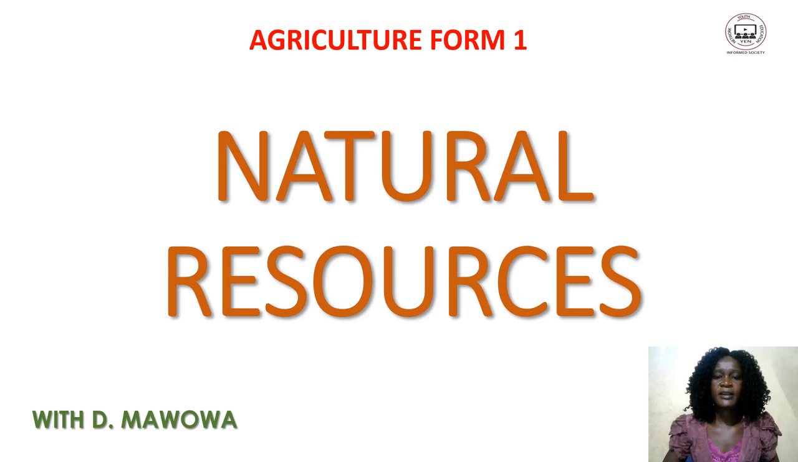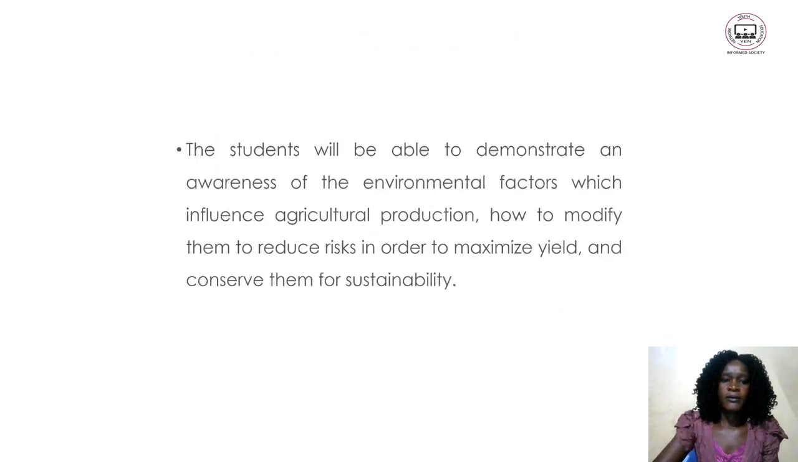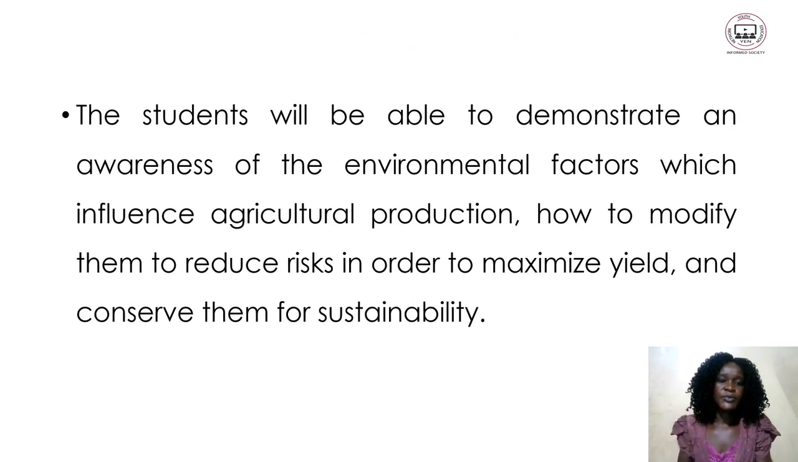This is Agriculture Form 1, and we're going to discuss about 12 topics in Agriculture Form 1. The first and most important topic which we're going to discuss is natural resources. This topic is very, very important since we are dealing with the environment.